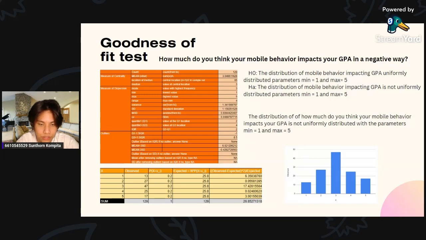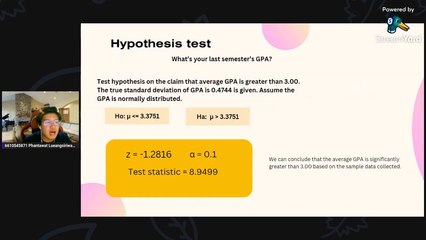For the result, we conclude that the distribution of how much you think your mobile behavior impacts your GPA is not uniformly distributed with the parameters min equal to 1 and max equal to 5. So this one, we also rejected the hypothesis. For the hypothesis test, we pick the same questions as the goodness of fit test.